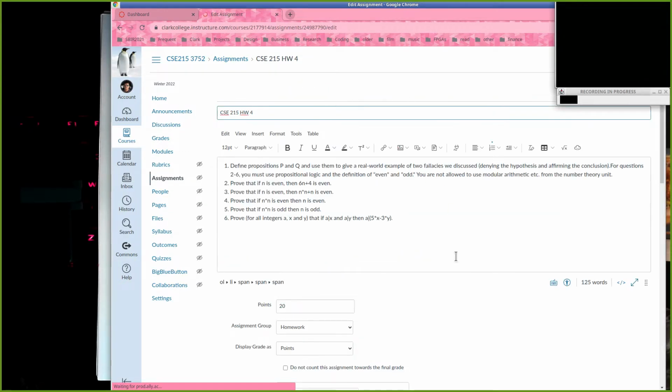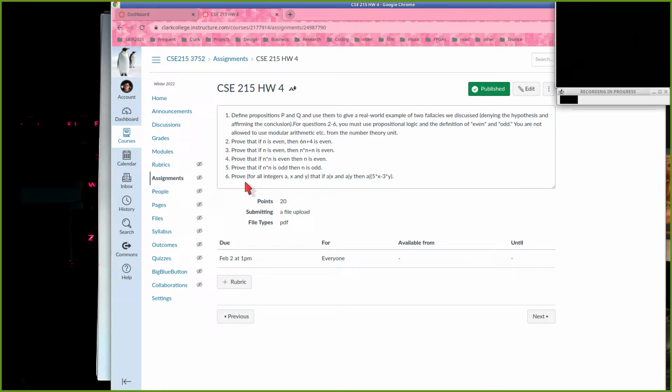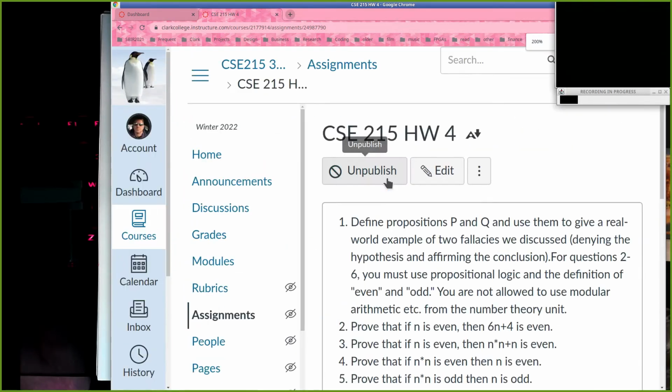Yes, sir. And then question 6 relates to divisibility, which we talked about on Monday, and we're going to work with more today. Prove that, assuming all these things are integers, if a divides x and a divides y, a also divides 5x plus 3y.